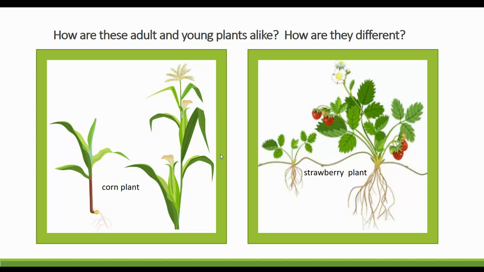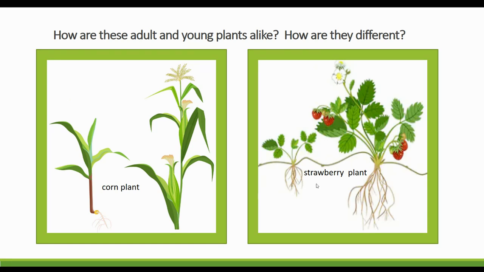So it says, how are these adult and young plants alike? As you can see, right here we have a corn plant. Between the baby or the young plant and the adult, you can see that the leaves look the same. So we can already say that the shape of the leaf is inherited. The color of the leaf is also inherited. You can see that the color of the leaf, the shape of the leaf, and the length of the leaf is the same from the young plant to the adult plant.